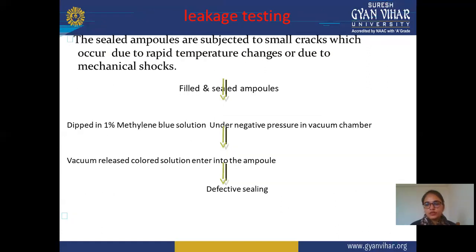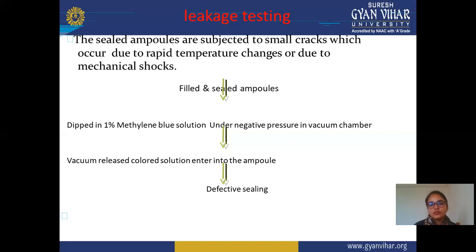The next test is the leakage test for this parenteral, after the sterility test. In this test, be sure that your formulation has no leakage and is properly manufactured and sealed. The seals are subjected to small cracks which occur due to rapid temperature change or mechanical shocks. Means after sealing or after packing, the ampoule may be subjected to cracks, or small holes may be present, due to conditions like rapid temperature change or mechanical shock during packaging. So you should check that all containers have no leakage or small holes, and that they are free from this problem.